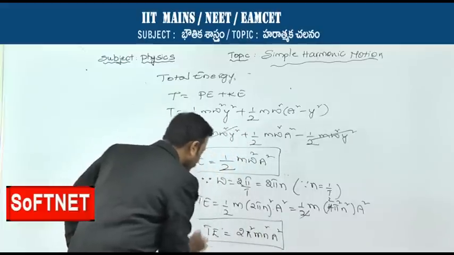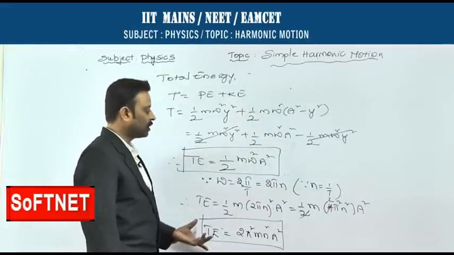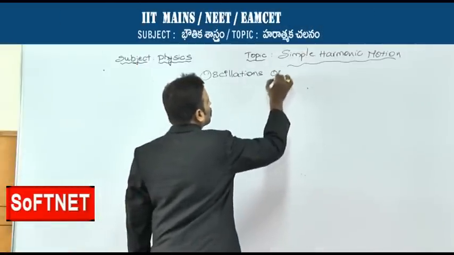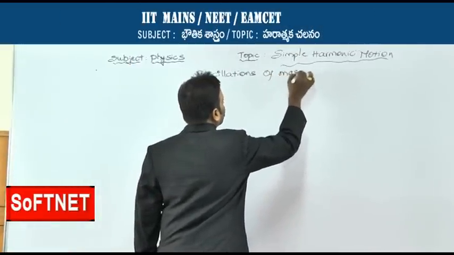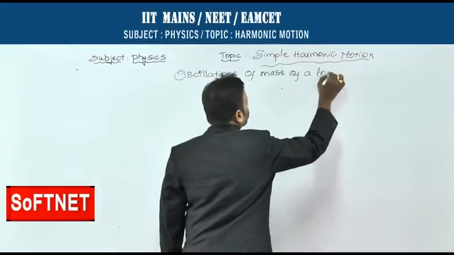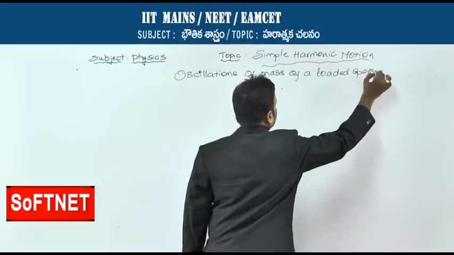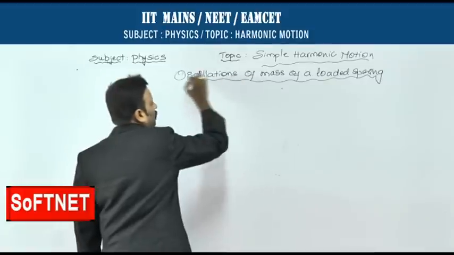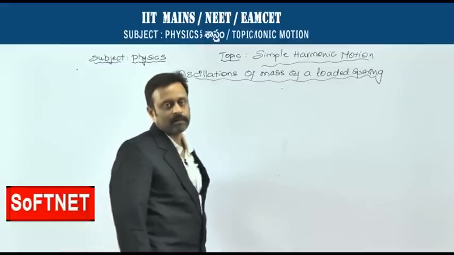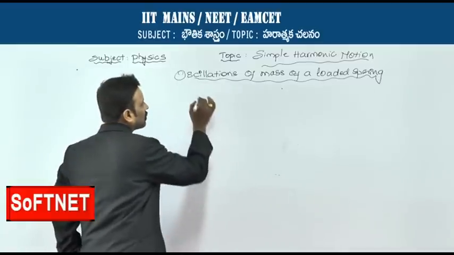This is one more expression for the total energy of a particle in simple harmonic motion. Oscillations of mass of a loaded spring means we consider a spring, let some load be attached to the spring, then what happens to its oscillations?